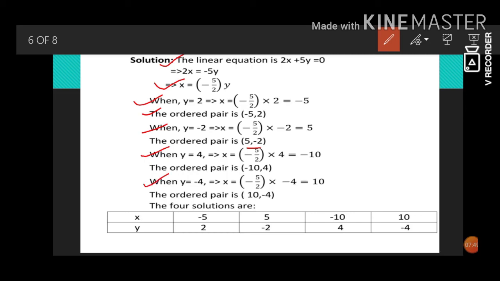And lastly y equals minus 4, so we get x equals 10. The ordered pair is 10 comma minus 4. Now our 4 solutions are written in a box in this form. For the corresponding x we get the corresponding y. For x equals minus 5, y equals 2. For x equals 5, y equals minus 2. For x equals minus 10, y equals 4. And for x equals 10, y equals minus 4.